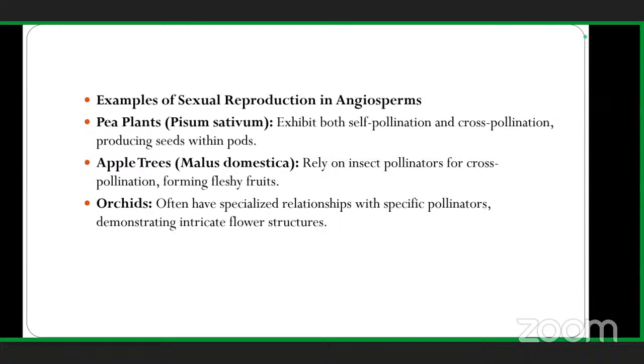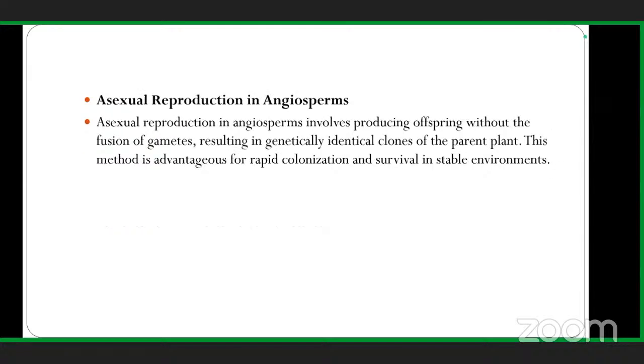Next is orchid, a very beautiful flower, often with specialized relationships with specific pollinators, demonstrating complex flowering structures. Now, asexual reproduction in angiosperms. Asexual reproduction in angiosperms involves producing offspring without the fusion of gametes. Of course, it is asexual reproduction, so there will be no fusion of gametes, resulting in genetically identical clones of the parent cell. So the resulting plant will be identical in nature.